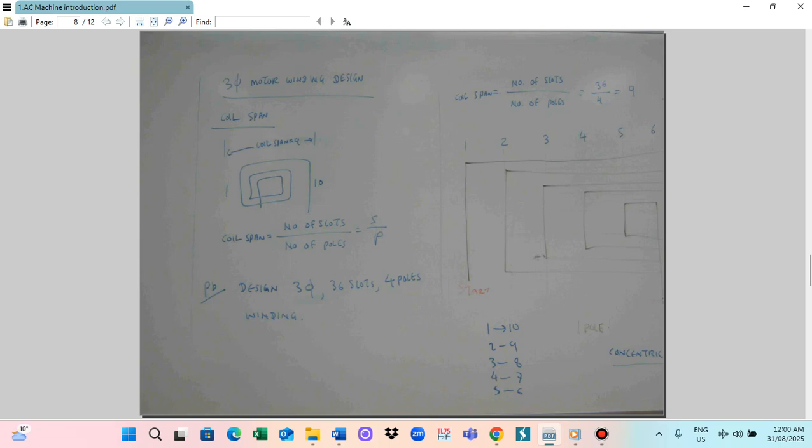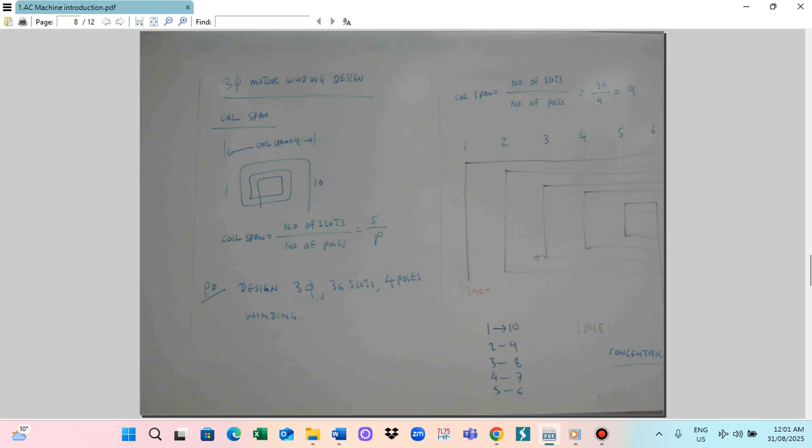The first step is to calculate the coil span. The coil span formula is the number of slots divided by the number of poles. So the coil span is equal to the number of slots divided by the number of poles. The number of slots is 36 and the number of poles is 4, so the coil span is 9.